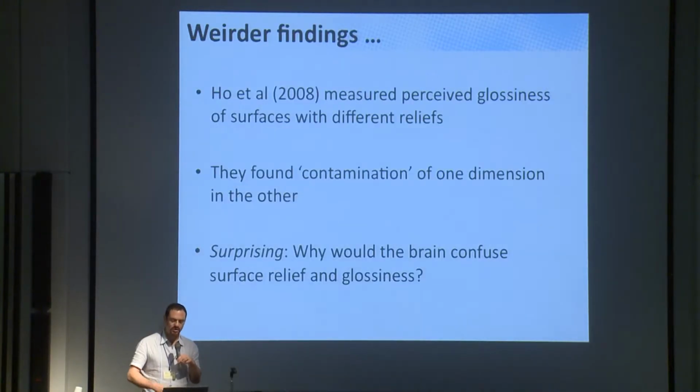But in the literature, over the years, there have developed a series of somewhat weirder contamination results, where, for example, Ho et al. measured perceived glossiness of surfaces with different bumpy reliefs. And they found a contamination of the bumpiness of the surface on the perceived glossiness of the surface. And this is kind of a weird thing. I mean, why would you mistake the bumpiness of a surface for the glossiness, or vice versa? They're two completely different properties of the object.